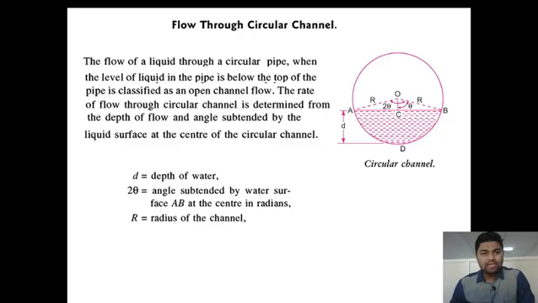In the earlier classes, we have seen the flow through rectangular channel, trapezoidal channel, and V or triangular channel, and we also have derived the formulas for most economical rectangular channel and most economical trapezoidal channel. So, before deriving the equation for most economical circular channel, first we need to understand the basis of flow through circular channel. What do we mean by circular channel?